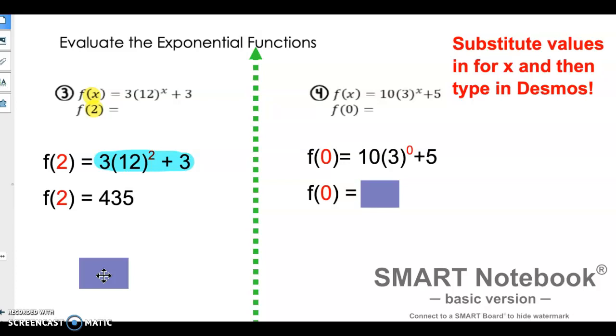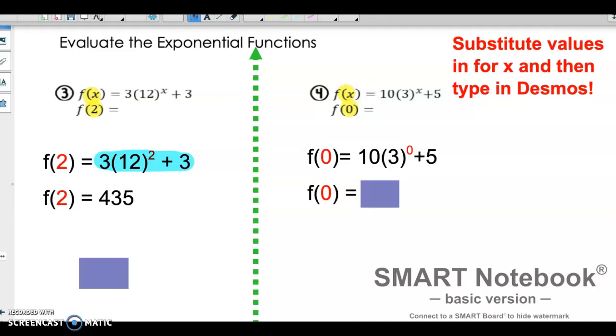Number 4 is the same thing. F of x is equal to 10 times 3 raised to the x plus 5. We need to evaluate the function for an x value of 0, or for an input of 0. So we're going to just follow our directions here. Everywhere we see an x, we're going to substitute in a 0 because we're evaluating our function for an input of x equals 0.